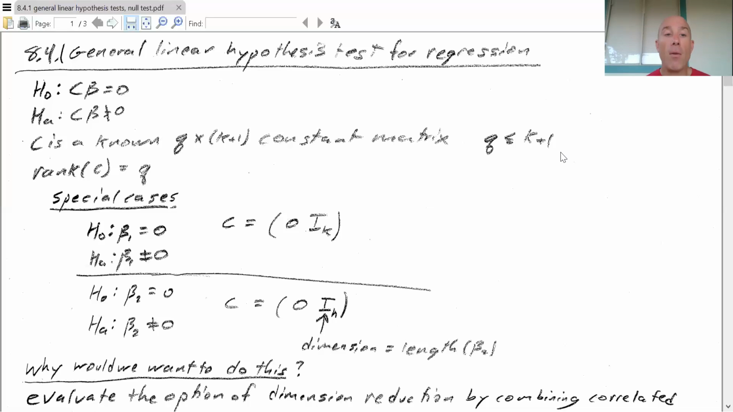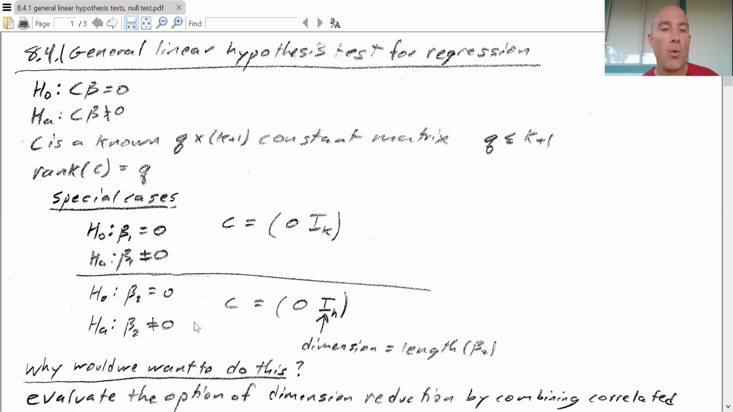All right, so let's think about some special cases. First and foremost, we can think about the hypothesis that beta 1 is equal to 0 or beta 1 is not equal to 0. In this case, we are looking to see if this vector overall is equal to 0. Actually, looking at this, I think I switched the 0 and the I, they need to be flipped, but conceptually you can follow it.